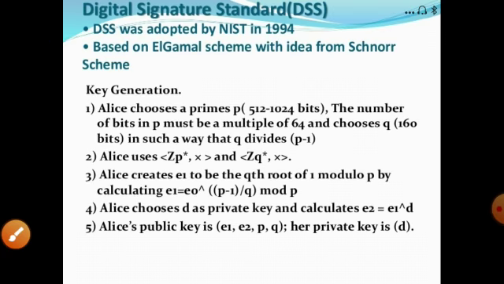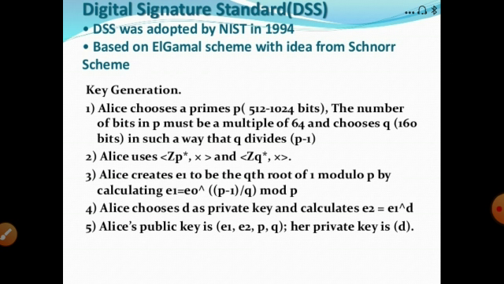Now we'll see the digital signature standard scheme. This is the last scheme in the digital signature. This DSS was adopted by the NIST, the National Institute of Standards and Technology, in 1994. In this DSS, it takes the ideas of ElGamal as well as Schnorr. Like that they developed this scheme.